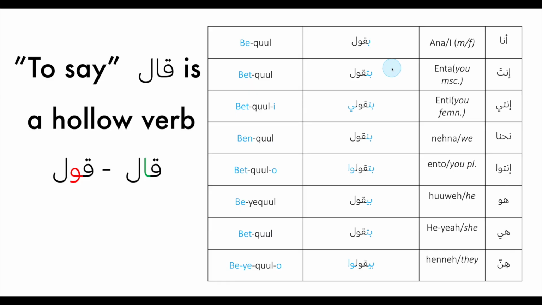First, let's remind ourselves how we conjugate this verb in the present tense. What you see in blue in both the transliteration and the Arabic script is called the prefix. That's what you add to the beginning and the end of any verb to form the present tense. Let's give it a read.